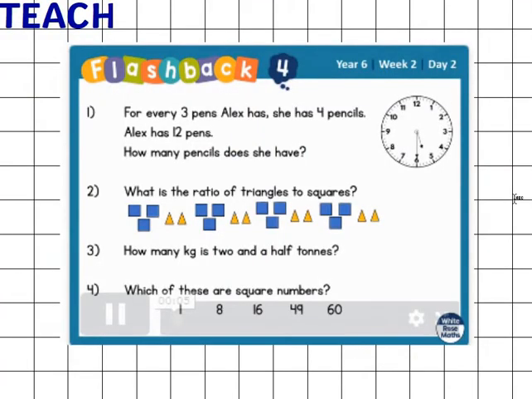Okay, first question. Just going to have a quick look at this flashback 4. So it's the second day. So 4 questions and tell the time as well. So tell your little brother or sister or your mum or dad the time that's on the screen. So for every 3 pens Alex has, she has 4 pencils. Alex has 12 pens. How many pencils does she have? What is the ratio of triangles to squares? Question 3. How many kilograms is 2.5 tons? That's a very tricky question. You may need to do some research around that. And which of these are square numbers? Okay, so I'm just going to play the video now, and this will help you with your learning.